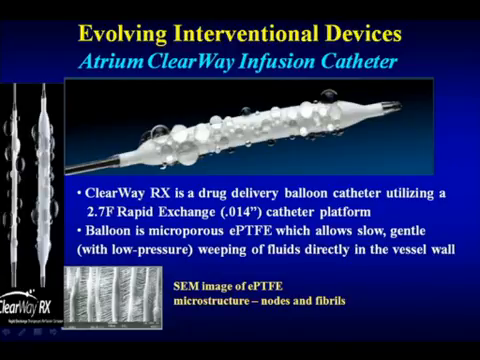Then for the thrombotic lesions, we actually have the ClearWay infusion catheter, which has micropores and delivers drug at a low pressure for local drug delivery. This is another device, but it's more for an acute thrombotic lesion, and there is a study done which showed benefit. In some cases it's really beneficial.